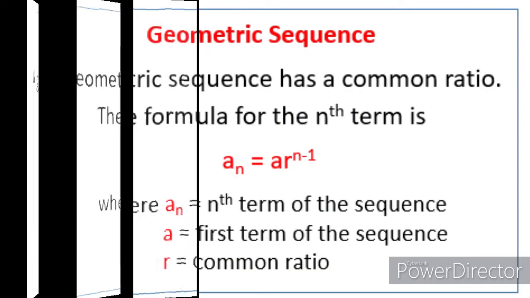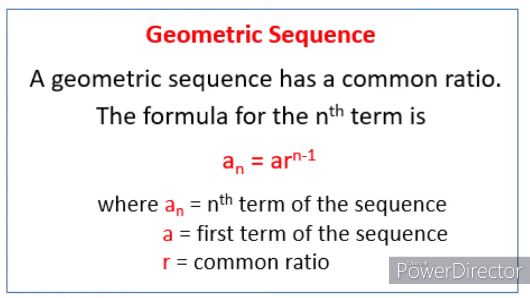A geometric sequence is a sequence with a common ratio. We have here a formula: a sub n is equal to a sub 1 times r raised to the power of n minus 1, where a sub n is the last term, a sub 1 is the first term, n is the number of terms, and r is the common ratio.